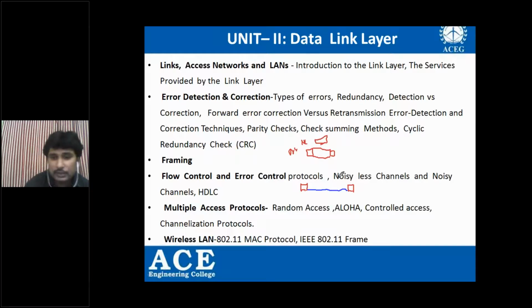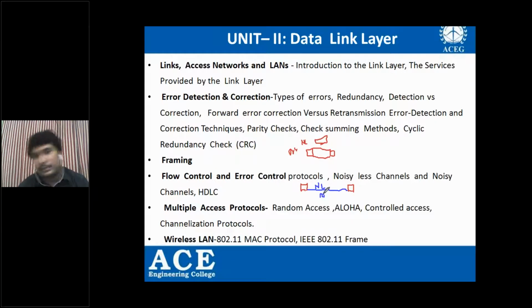The other case during the transmission: one is noiseless channel, the other one is noisy channel. What happens here is when there is an exchange of data, because of external factors, noise will be added to it. Then how do we implement the flow control? We'll be learning in noisy channel. This is one more function performed by our data link layer.